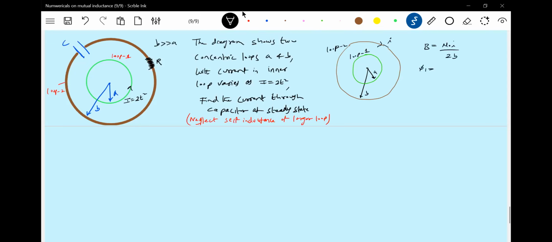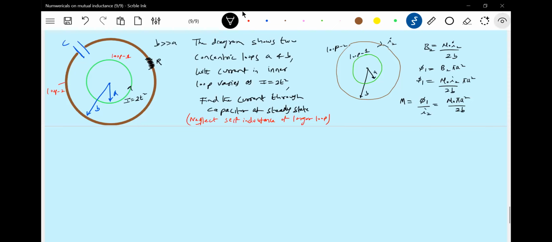Flux linking the loop, B2, I'll write it better. We'll use the symbol I2. Flux linking the inner loop should be equal to B2 into pi a square, which is mu naught I2 by 2b pi a square. Then how do you define mutual inductance? Mutual flux linking the inner loop due to current in the outer loop. That should be equal to mu naught pi a square by 2b.